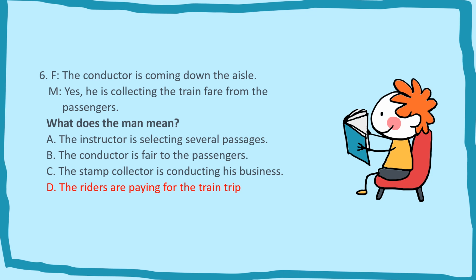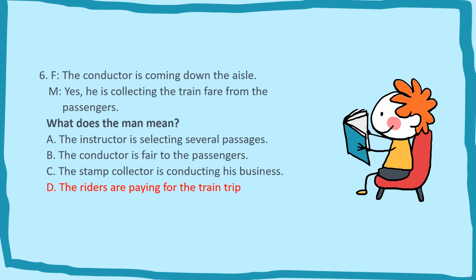Number 6. The conductor is coming down the aisle. Yes, he is collecting the train fare from the passengers. What does the man mean? A. The instructor is selecting several passages.